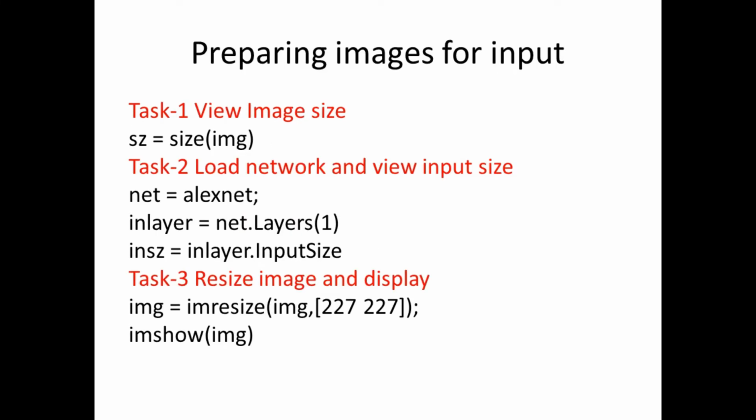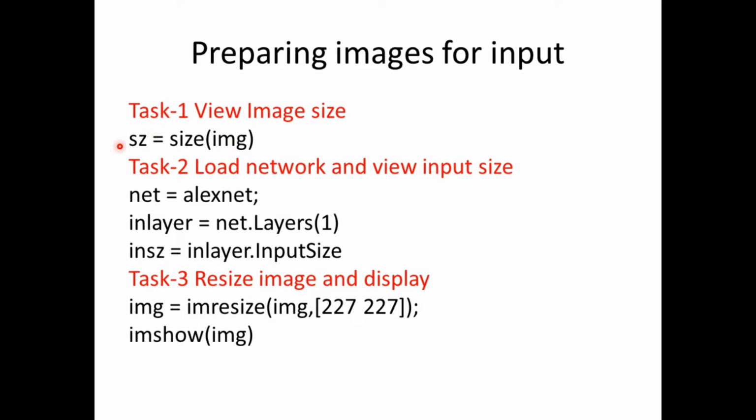To process, we need to prepare the images for the input. The neural network is expecting some size and the image is of some size, so we need to match the sizes of the image and the neural network. First, let me understand what the size of the image is. Measure the size of the image using the command size, which you have already learnt in the MATLAB Onramp course. So use the function size, load the image variable and measure the size to the variable sz.